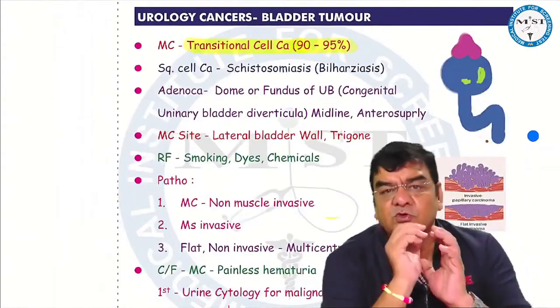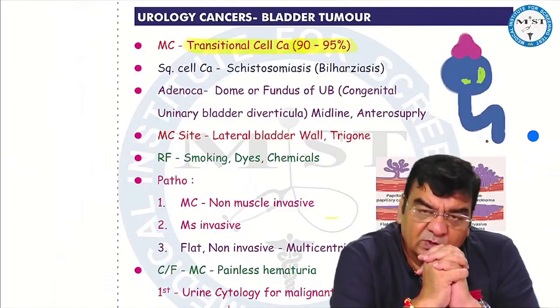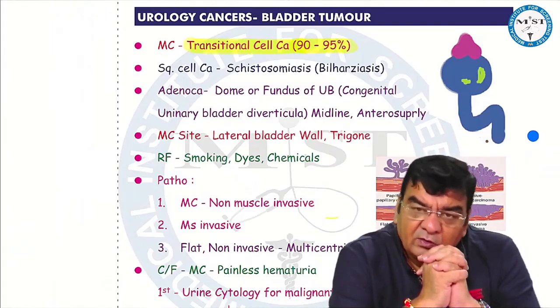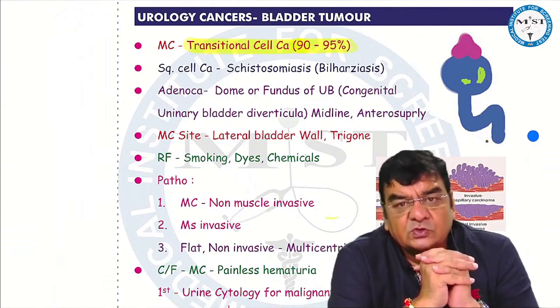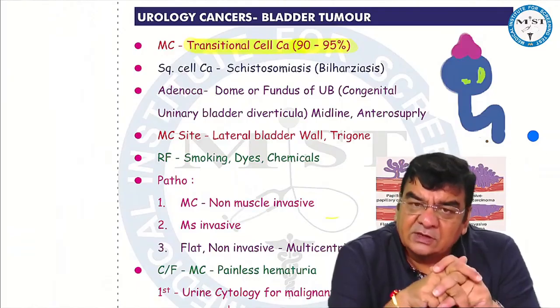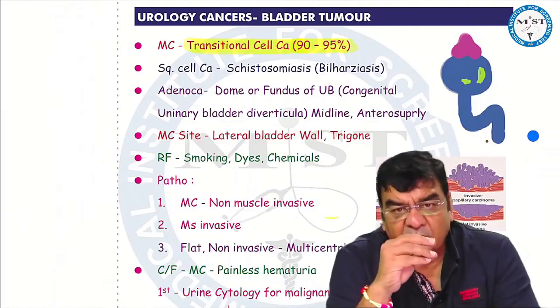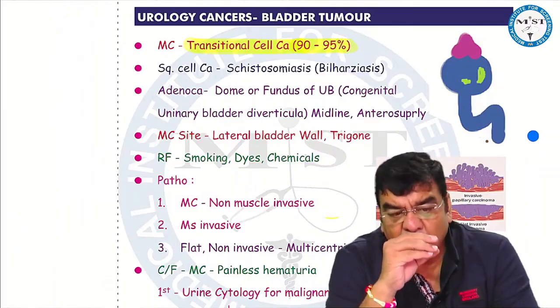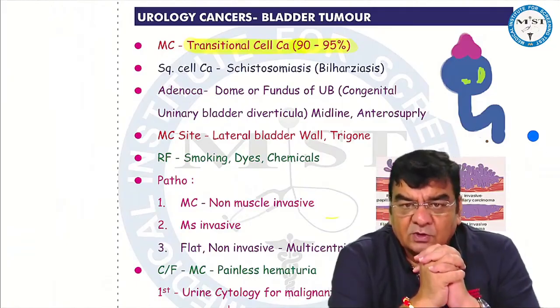Bladder cancer, most commonly, is a transitional cell carcinoma, 90 to 95%, because we know the pelvic calyceal, ureter, bladder, urethral lining is transitional. Very rarely we can find squamous cell carcinomas in the bladder. That is due to schistosomiasis, the parasite Schistosoma haematobium. We sometimes can find adenocarcinomas in the bladder, especially when there is a congenital bladder diverticulum. That is located at the dome or fundus of the bladder in the midline, anterior-superiorly, having that columnar lining, which can lead to this adenocarcinoma.